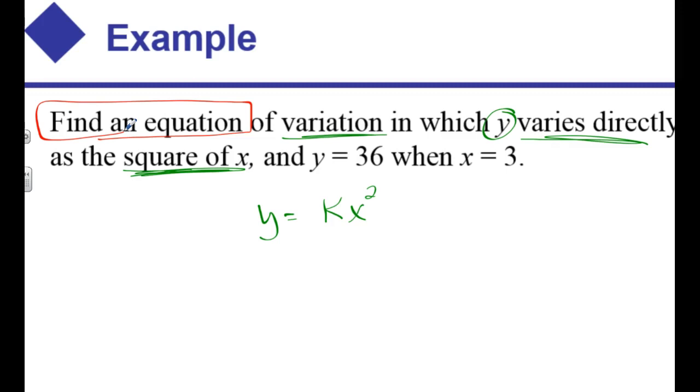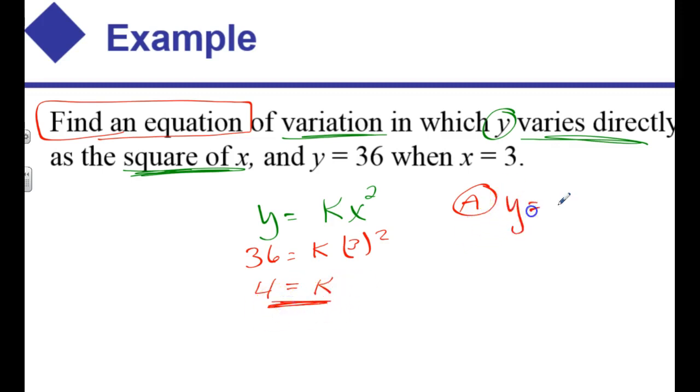We're just looking for, actually, step A is what I called it before. We don't have to do step B. So once you find the equation for step A, we're done. So let's plug in 36 is equal to k times 3 squared. Divide through by 9 and get 4. But we're not done. This is not the equation. The equation is y equals 4x squared, answering the question.